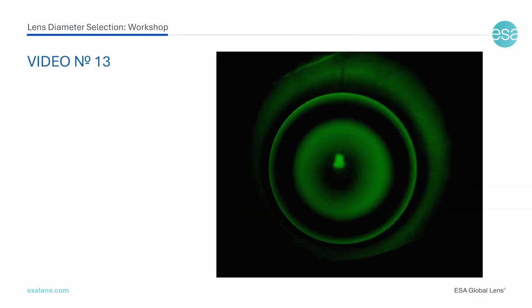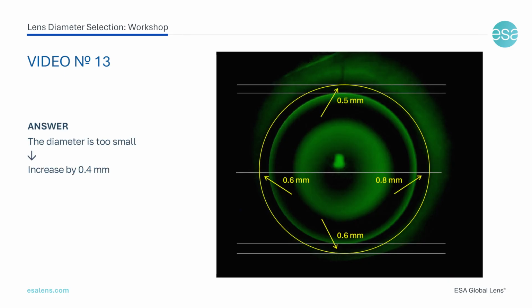What do you think of the diameter of this lens? What is your proposed action? In this case, the diameter is significantly too small. We should initially increase it by 0.4 mm, bearing in mind that an additional 0.2 mm increase may still be necessary. The measurements here are well beyond our target values.